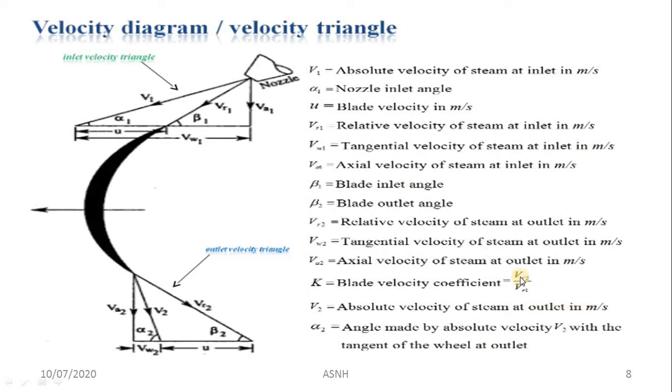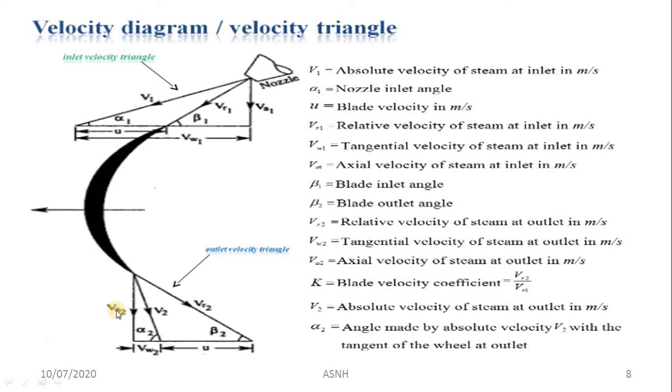So these are the n number of parameters. I repeat once again. Whatever the steam enters on the surface of the blade with that relative velocity, VR1, and the nozzle inlet angle is alpha 1, and steam moves out through the nozzle with the angle alpha 2. Beta 1 is the blade inlet angle, beta 2 is the blade outlet angle. VW1 is the whirling velocity at inlet, VW2 is the whirling velocity at outlet. U is the blade velocity, which remains constant in the inlet and outlet velocity triangles.